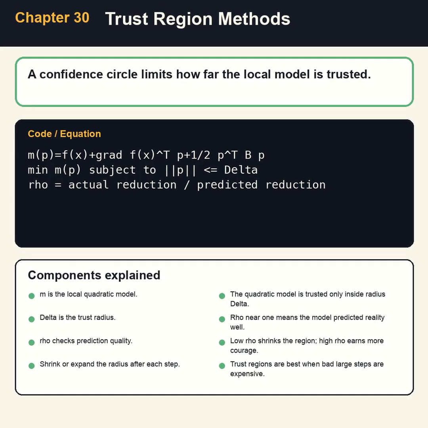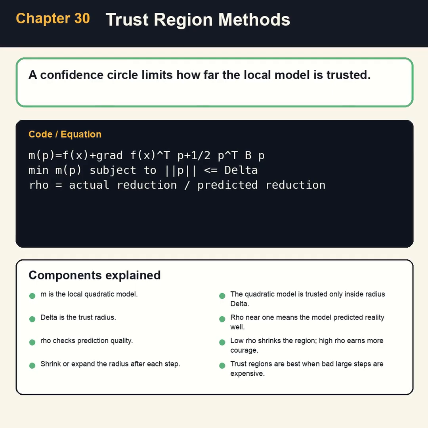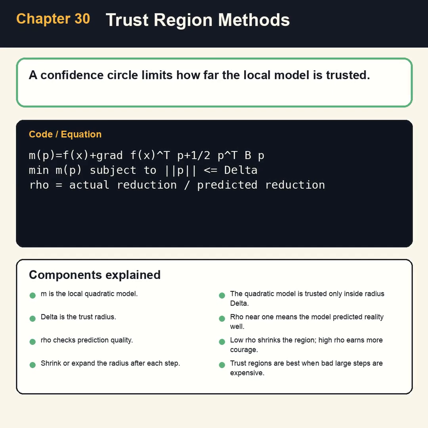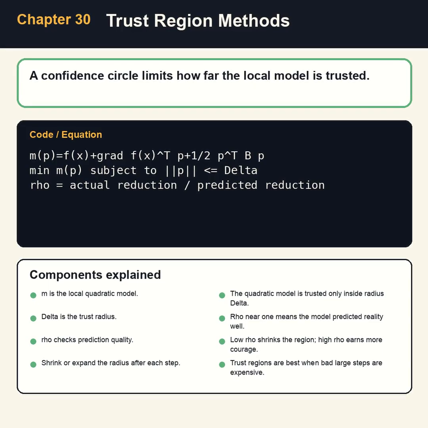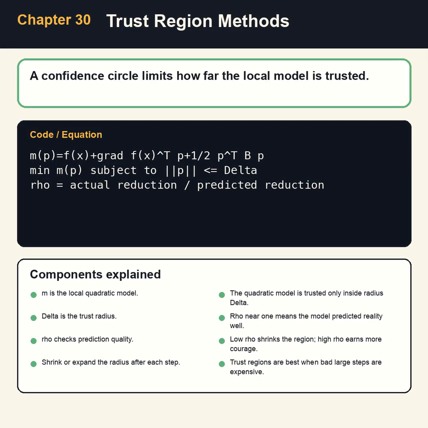Taylor expansion is powerful nearby and dangerous far away. The trust radius encodes humility. If the local prophecy was wrong, shrink the circle. If it was right, let the hero stride farther.